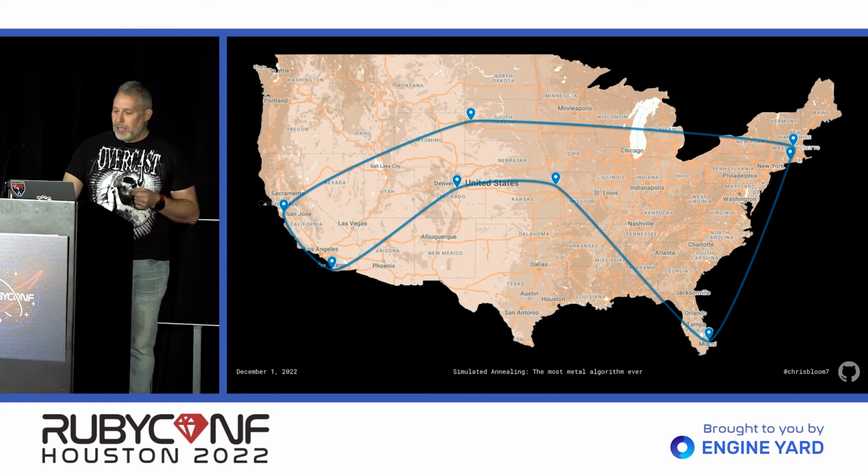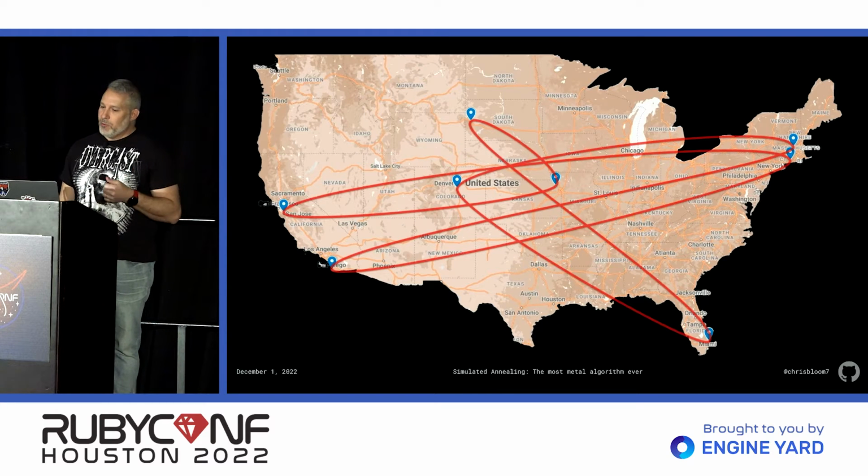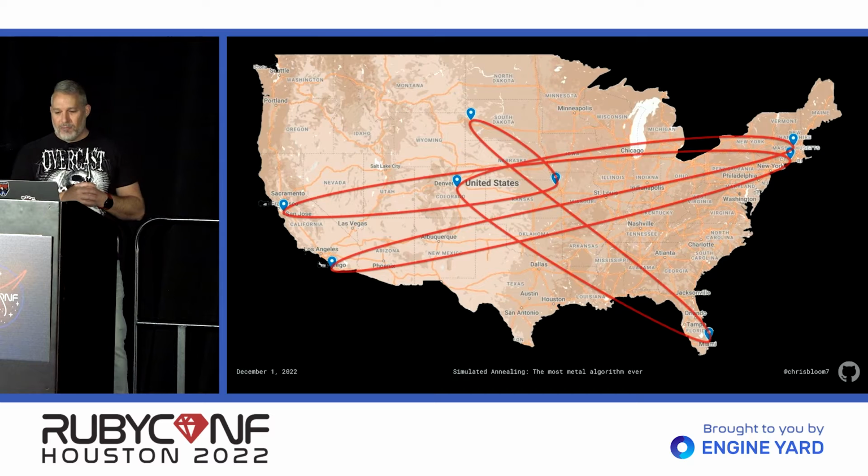We have fame and glory, and they're within our reach. Just for fun, here's the least optimal route, which is a 15,000-mile route.